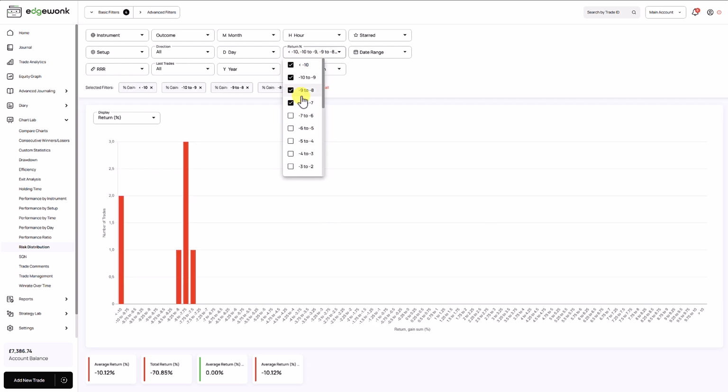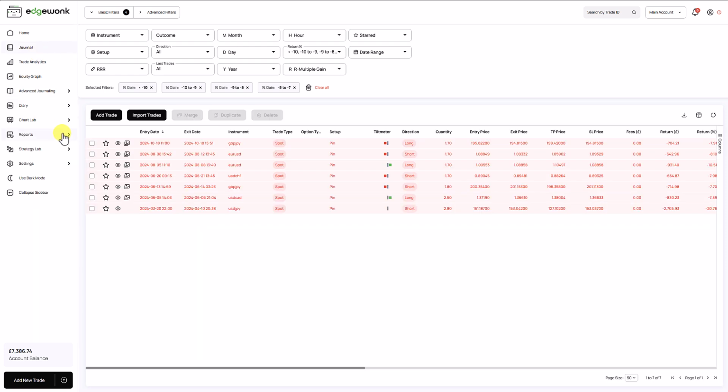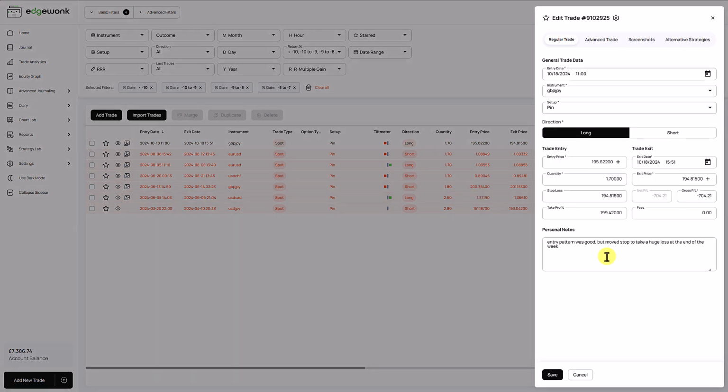So now I've only selected those selections here. Those are the large outliers that I've talked about. Here are the 2 that are larger than 10 and the other 5 here. What we could do is go to the journal. Now we see all of those trades and you can open them up. And then here on the personal note, he said the entry pattern was good, but moved the stop to take a huge loss at the end of the week.